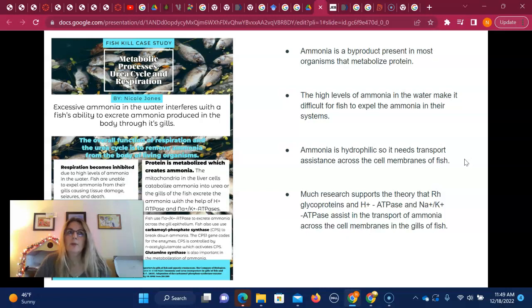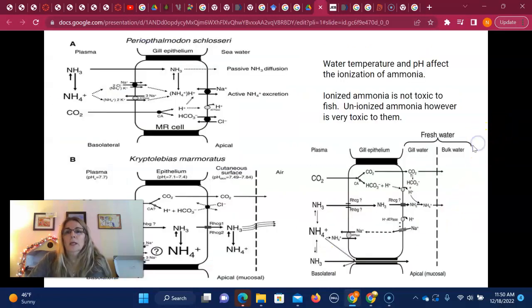It was thought before that it was a passive diffusion, how ammonia was excreted. However, research by Wilkie has shown that the Rh glycoproteins play a big role, as well as the sodium and potassium ATPase. Water temperatures and pH affect the ionization of ammonia. Ionized ammonia is not toxic to fish, however, unionized ammonia is very toxic to fish.